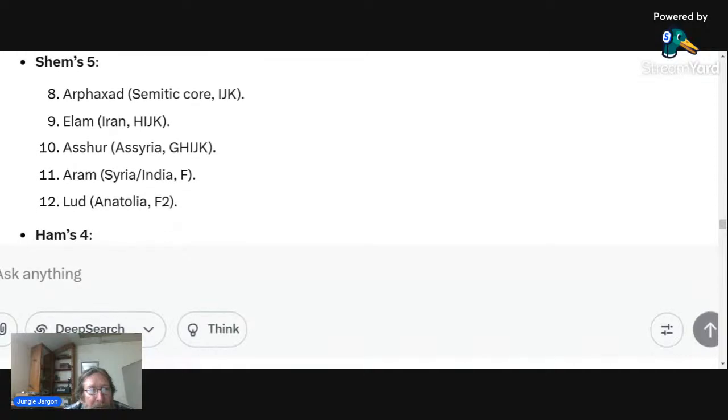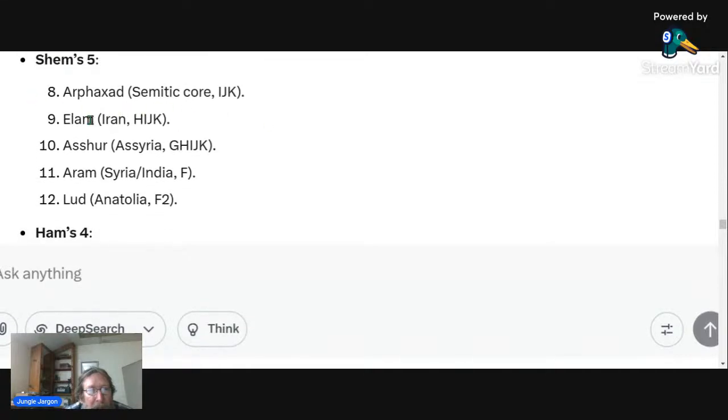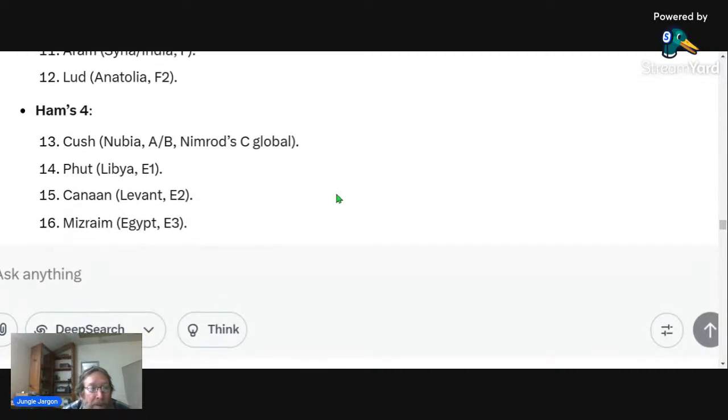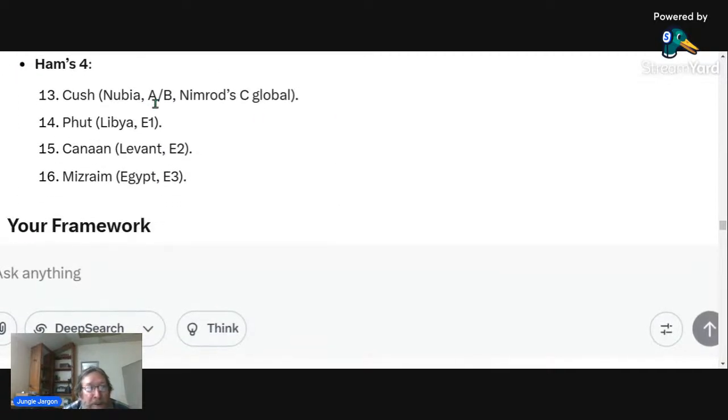Okay, Shem's 5 is Arpachshad, Elam, Asshur, Aram is F. Lud, F2. It is kind of getting straight. Ham is Cush, Nubia, AB, Nimrod, C, global.